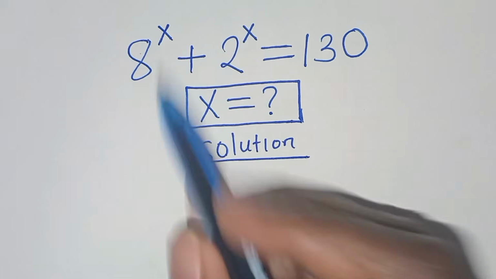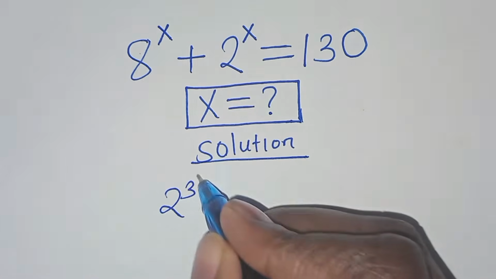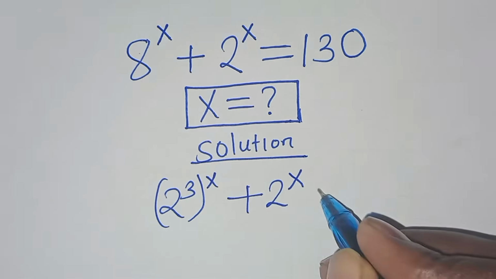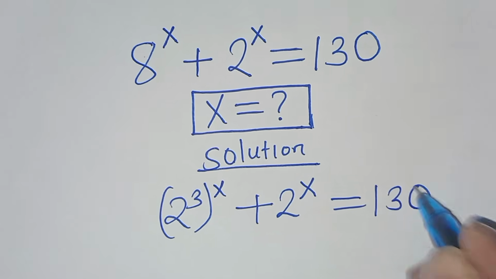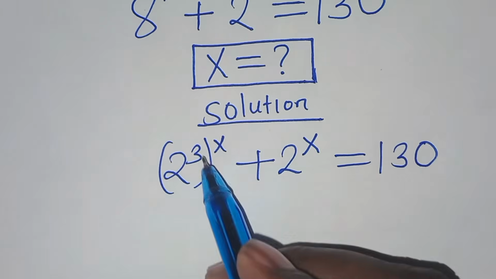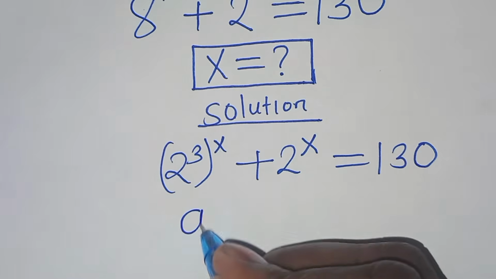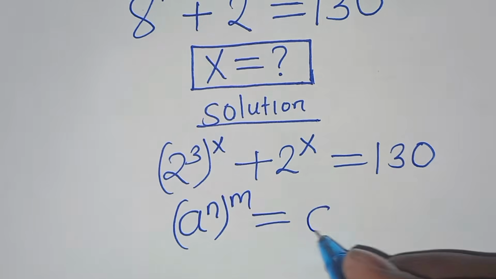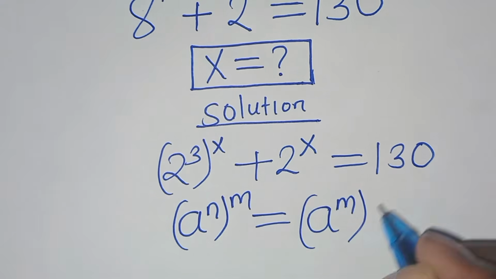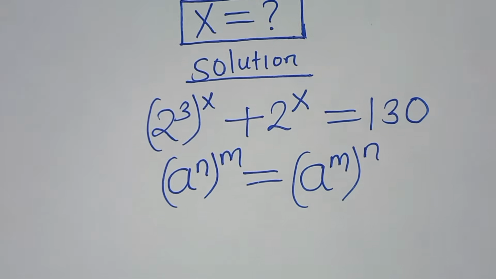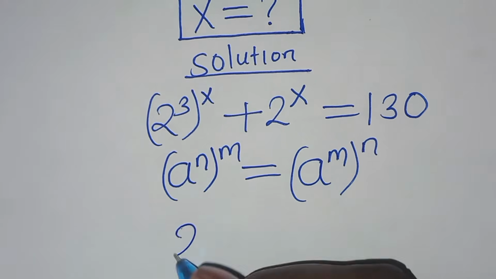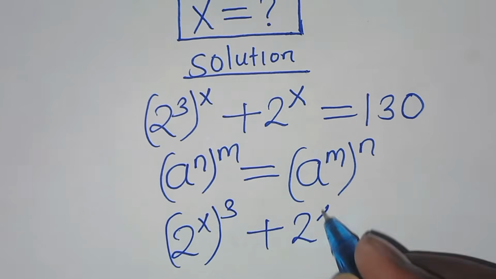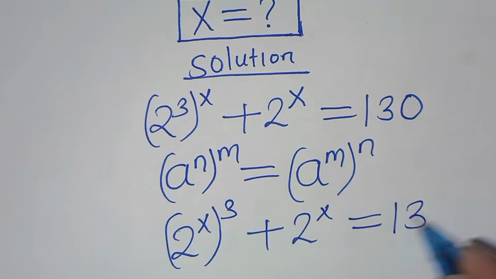We can express 8 to the power x as 2 to the power 3 raised to the power x, plus 2 to the power x. This is equal to 130. Now 2 to the power 3 raised to the power x is in the form of a to the power n raised to the power m, which we can express as a to the power m raised to the power n. Applying this exponent property, we have 2 to the power x raised to the power 3, plus 2 to the power x. This is equal to 130.